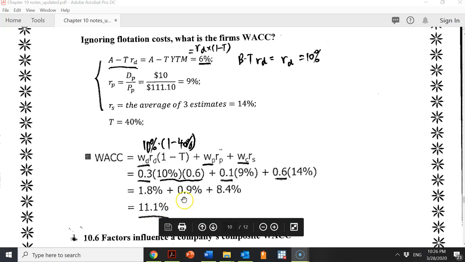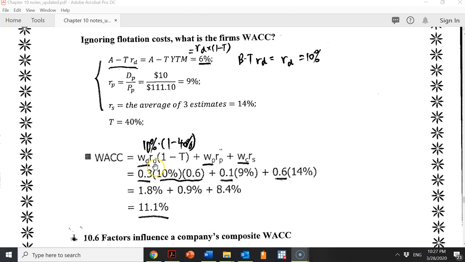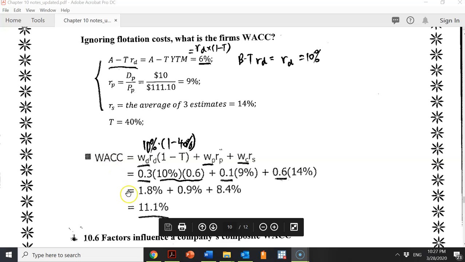Okay, so for this firm, Coleman Technology, we start by calculating the cost of debt, and then the after-tax cost of debt, RD multiplied by 1 minus T. We also calculated RP, calculated RS, then we use the three numbers multiplied by the target capital structure, or the target weights. So we have the final WACC.